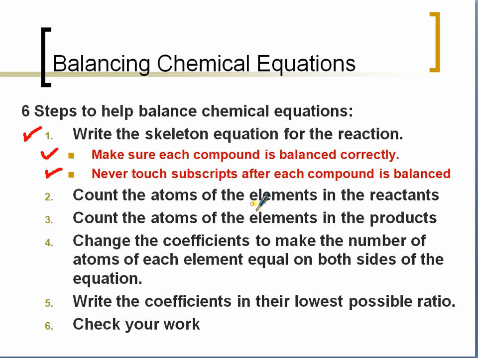Count the atoms of the elements in the reactants, which I showed in the previous example on the left. Count the atoms of the elements in the product side, which I showed on the right. Change the coefficients to make the number of atoms of each element equal on both sides of the equation. And write the coefficients in the lowest possible ratio, and check our work. So the rest of the slides here are going to be examples, and a lot of them I picked for a reason. So let's do another practice here.